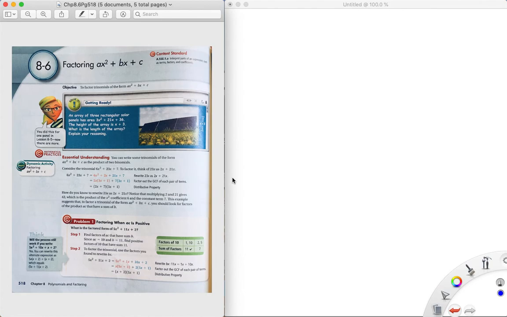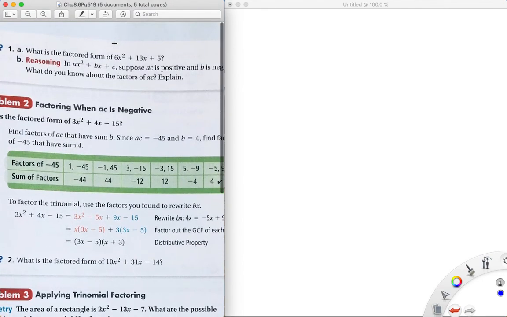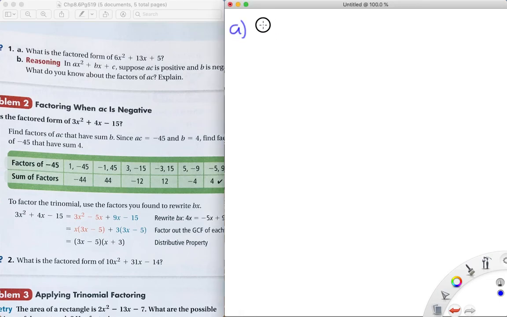And we're still going to use the diamond method. So we learned that last class. So let's go right to it. So for got it 1a, they give me 6x squared plus 13x plus 5. So remember, this is in the form of ax squared plus bx plus c, right?